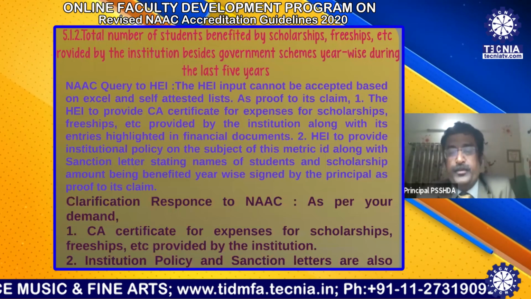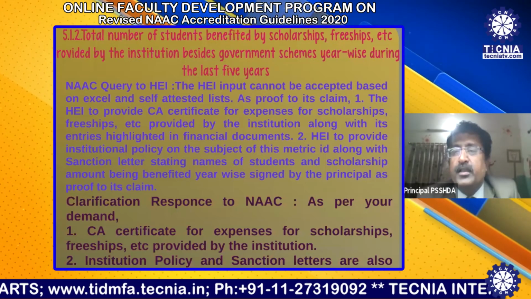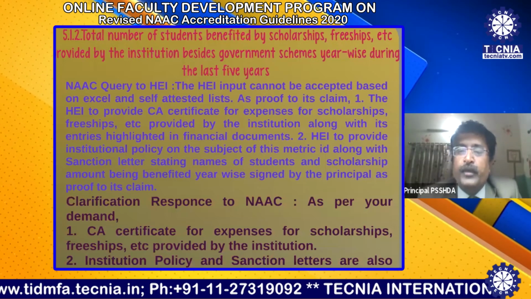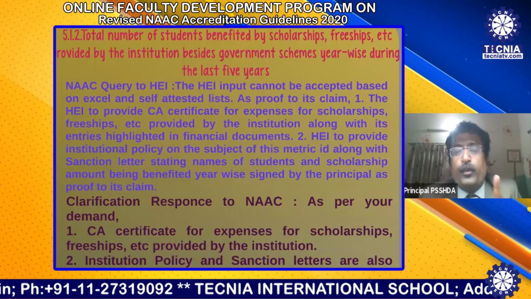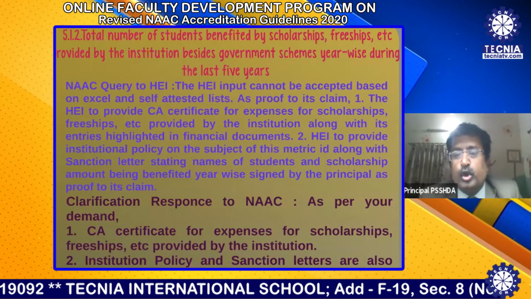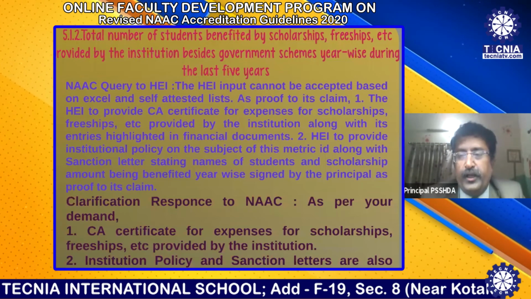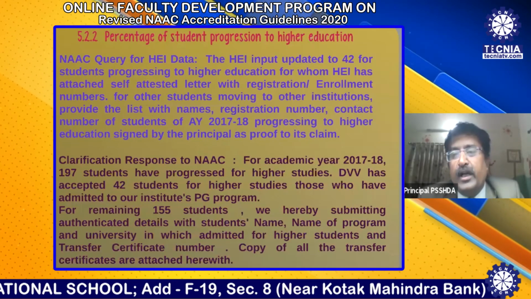So keep such records ready. Don't have all the documents signed only by the principal. Wherever accounts are involved, take the sign of a chartered accountant and then submit to your DVV agency. Keep the policy document and sanction letters with that to show the authenticity of your activity. The second part is percentage of student progression to higher studies.